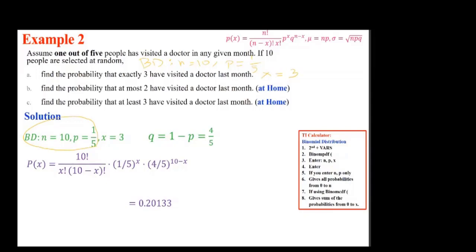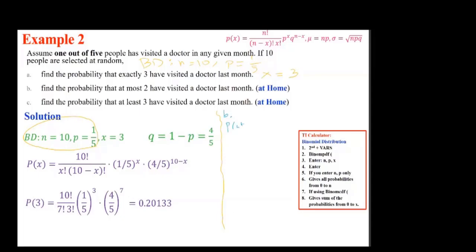Again, I want you to see the concept. It's important that you be able to write the steps, and then at some point you use a calculator. Now you replace the x with 3, and it ends up being 0.20133. So the probability that exactly 3 had visited a doctor last month, according to this case, is about 20%, 0.20133.